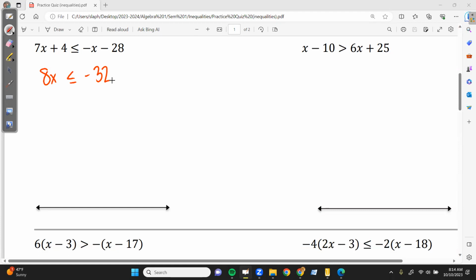Any issues? Okay, I have to divide by 8, and I'm not going to switch the sign because I am not dividing by a negative, right? There's a negative in the division problem, but it's not the divisor. So I'm just going to divide by 8 and get x is less than or equal to, keep the sign the same, negative 4. 32 divided by 8 is 4. I'm going to put a circle at negative 4. I am going to color this one in, and I'm going to shade to the left like such.